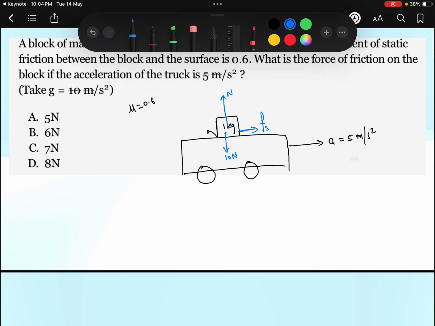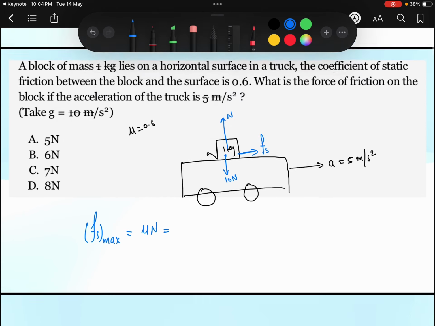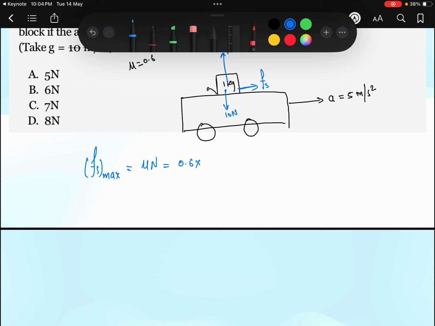Okay, so let me consider the maximum value of static friction force here. F maximum will be equal to mu multiplied by this normal force. So here value of mu is given as 0.6, and the normal force is equal to 10 Newton. So the maximum value of static friction is equal to 0.6 multiplied by 10, that is equal to 6 Newton.